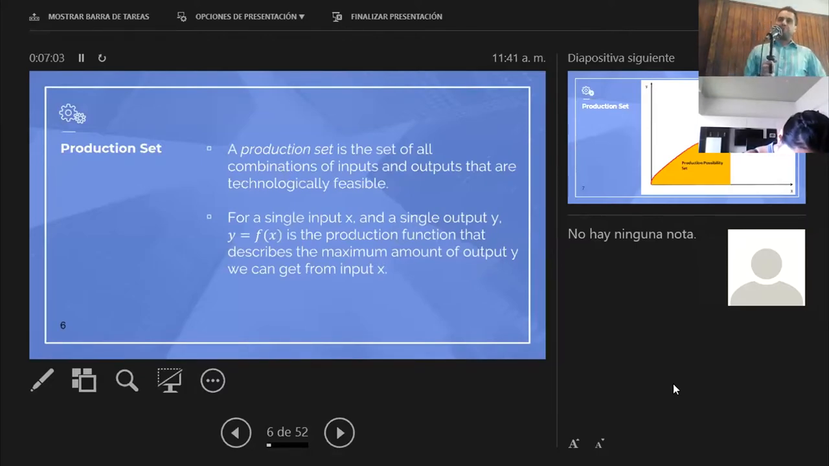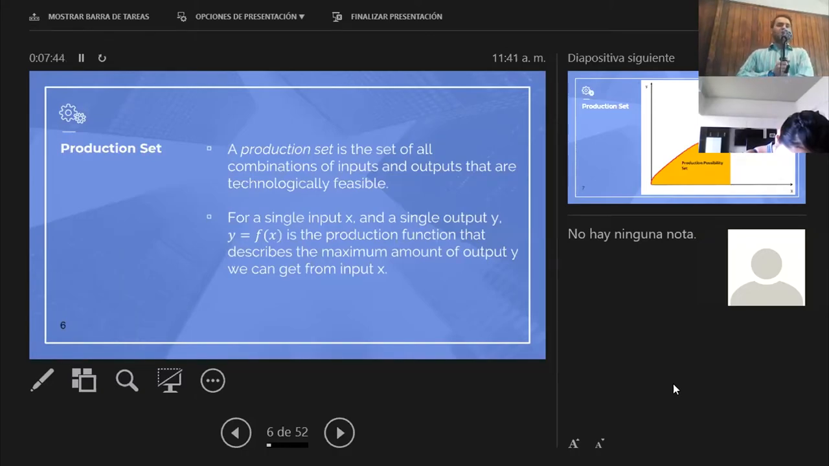In this case, the production set is all the combinations of the things that the firm needs in order to produce their output. So if I want to produce as a firm 1 million jerseys in un año, whatever time period I want to choose, what are all the different combinations of inputs that I could use to produce that quantity, ese volumen para poder venderlo?